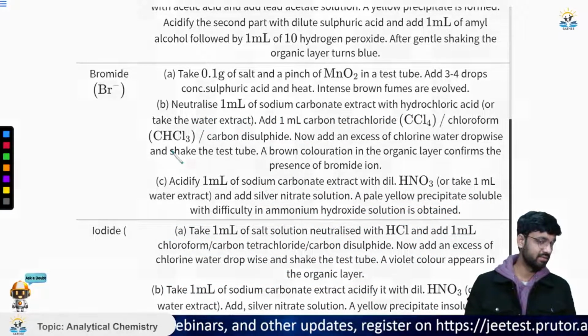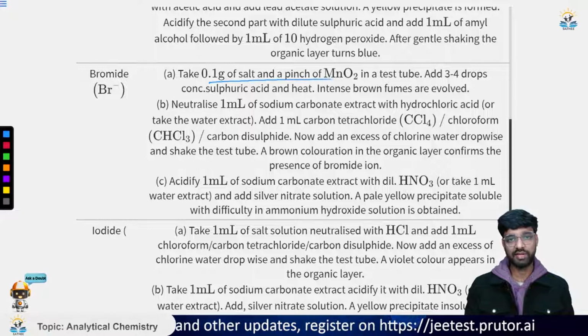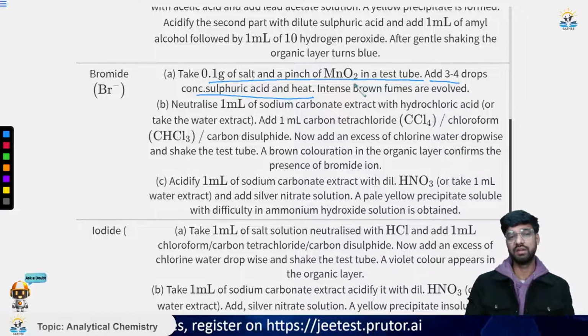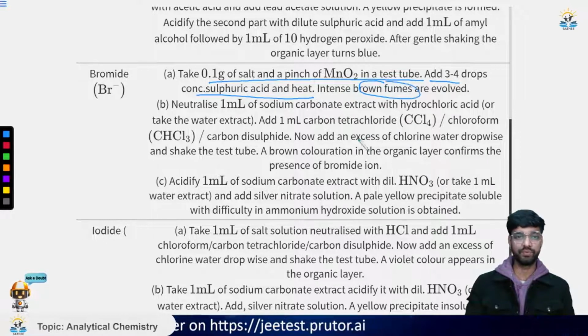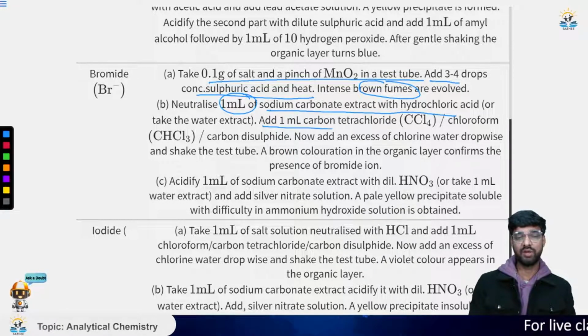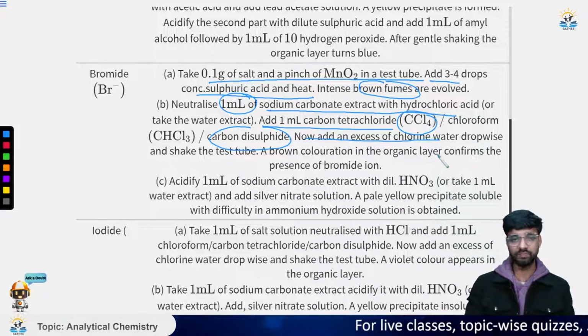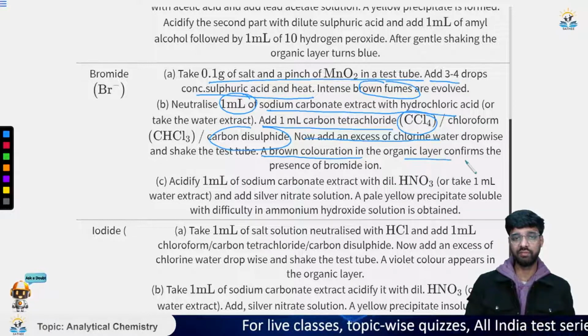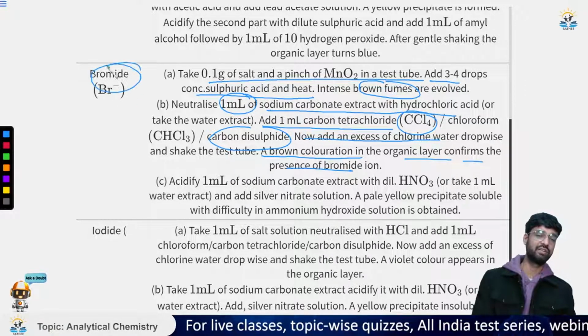Next, for bromide anion, we take 0.1 gram of salt and a pinch of MnO2 in a test tube, add 3-4 drops of sulfuric acid and heat it. Then intense brown fumes are evolved. Now neutralize 1 ml of sodium carbonate extract with hydrochloric acid, or we can take the water extract also, and add 1 ml of carbon tetrachloride, chloroform or carbon disulfide. Now add excess chlorine water dropwise and shake the test tube. So what do we get? A brown coloration in the organic layer confirms the presence of bromide ion. So this is the confirmatory test for bromide ion.